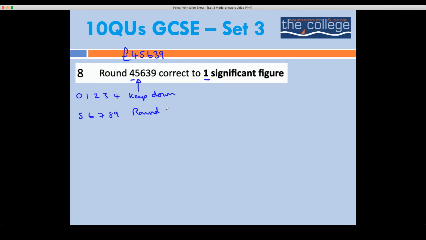Okay, it's about which £10,000 is it nearer to? Is this nearer to £50,000 or is this number nearer to £40,000? Okay, so the 5 is on the round up bit. 45,639 is nearer to 50,000. Again, you could draw a number line if you wanted to. So the answer to this is 50,000. Now the other numbers must go to 0. Don't just go putting 5 as your answer. 50,000 is it rounded to one significant figure.